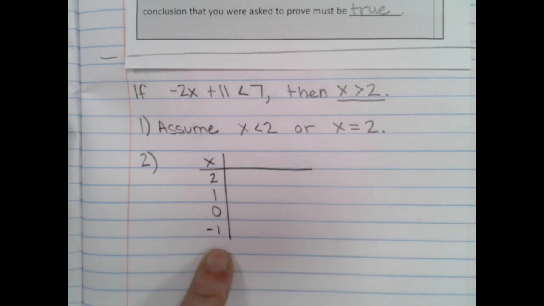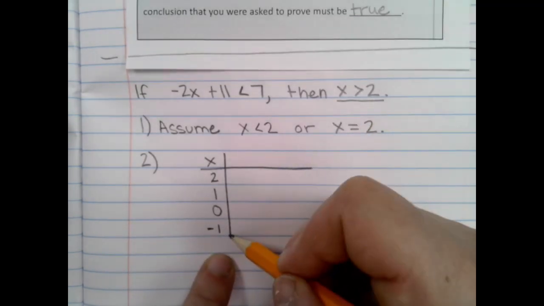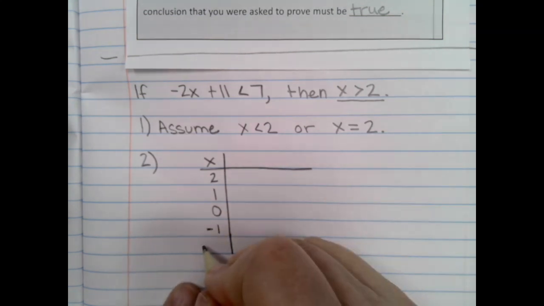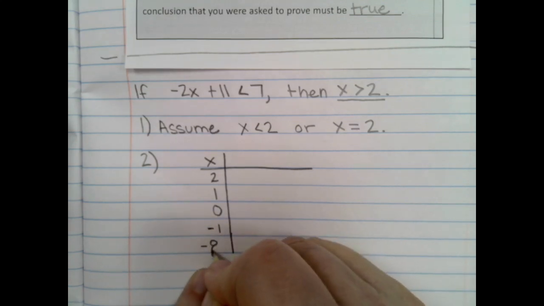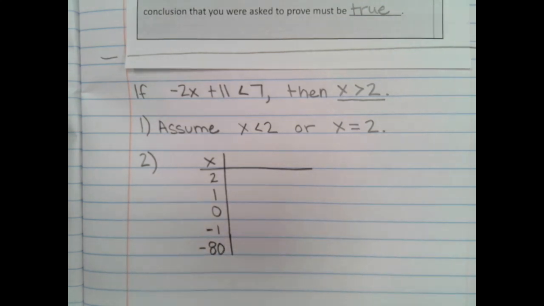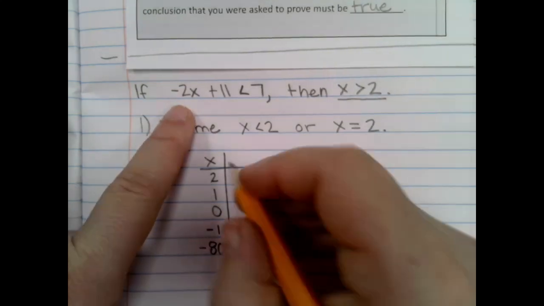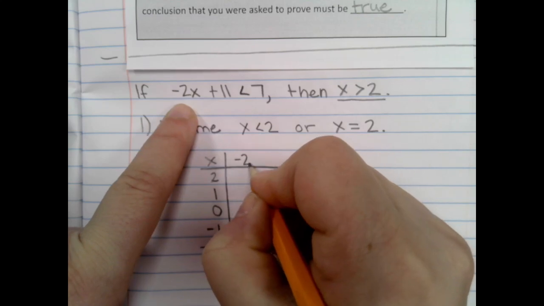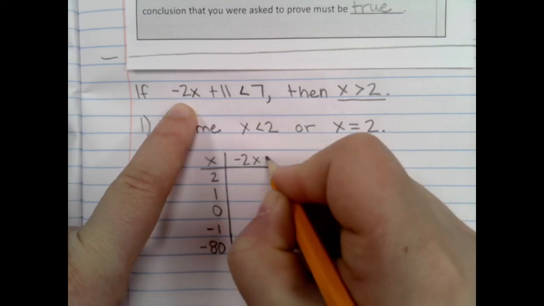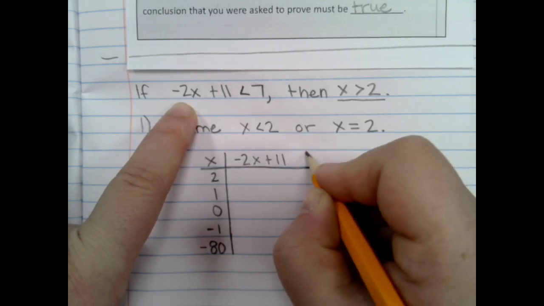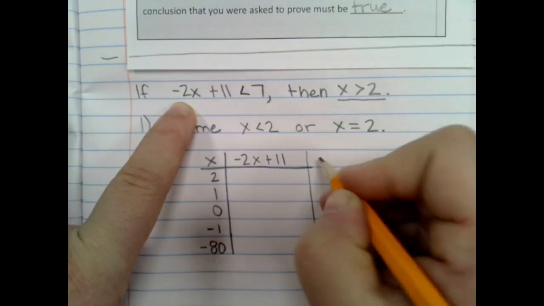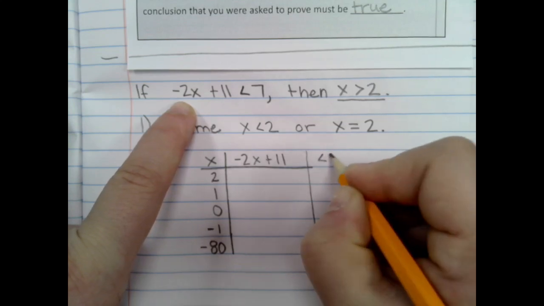And then let's pick something that doesn't follow that order. Let's pick something really big in the negatives. Negative, give me a big number. 80? Now we said in our if that when I do negative 2 times x plus 11, the answer has to be less than 7.